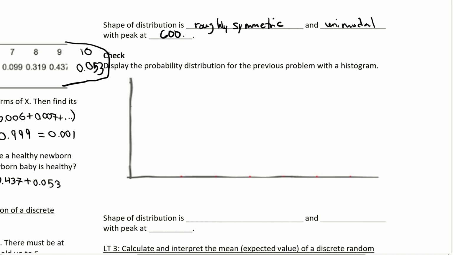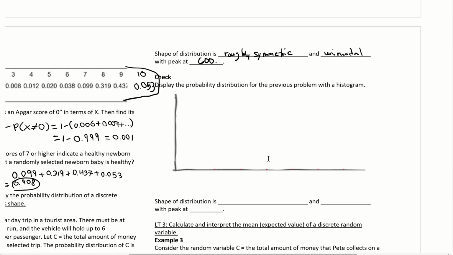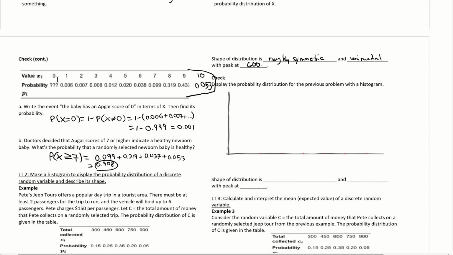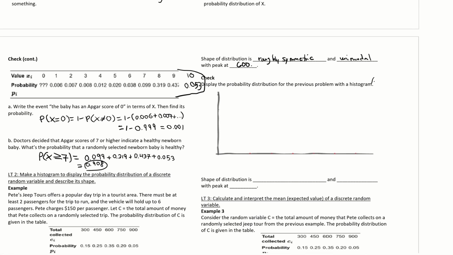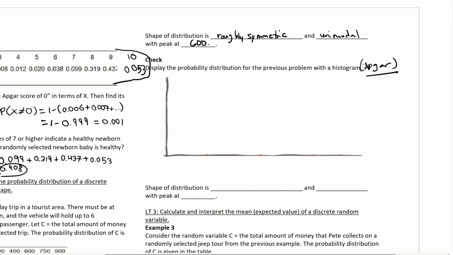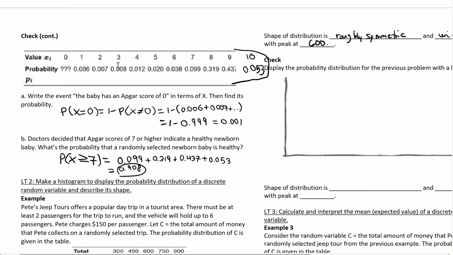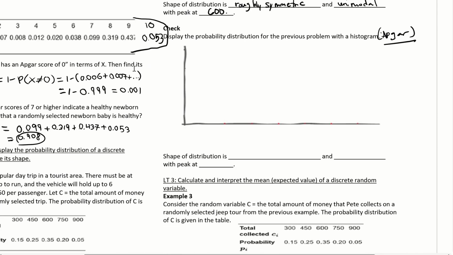Okay, so just pause the video and see if you can make the probability distribution for the previous problem with the APGAR score. So I guess I should put the APGAR problem. All right, so hopefully you tried to do the histogram for the APGAR data, which is right here on the left. Okay, so we're going to make x equal to the APGAR score.